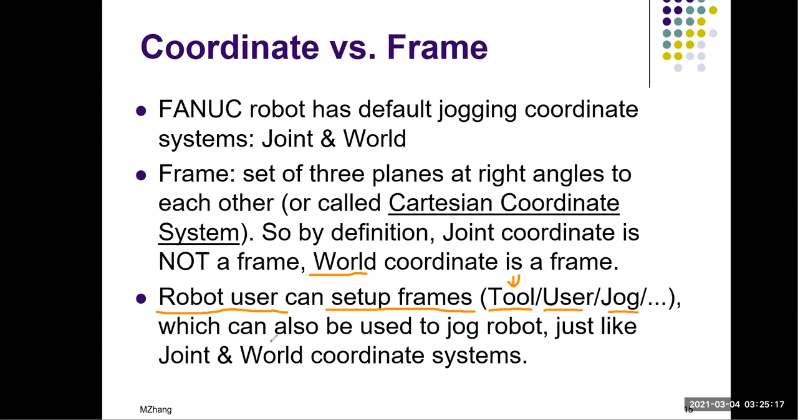After that, we can also manually jog the robot in our defined frame, just like joint and world. Again, those are default, provided by the system. But once we have a customized frame defined, we can also jog the robot in the frame we just defined. Hopefully this slide gives you a better understanding of these two concepts, coordinate and frame.